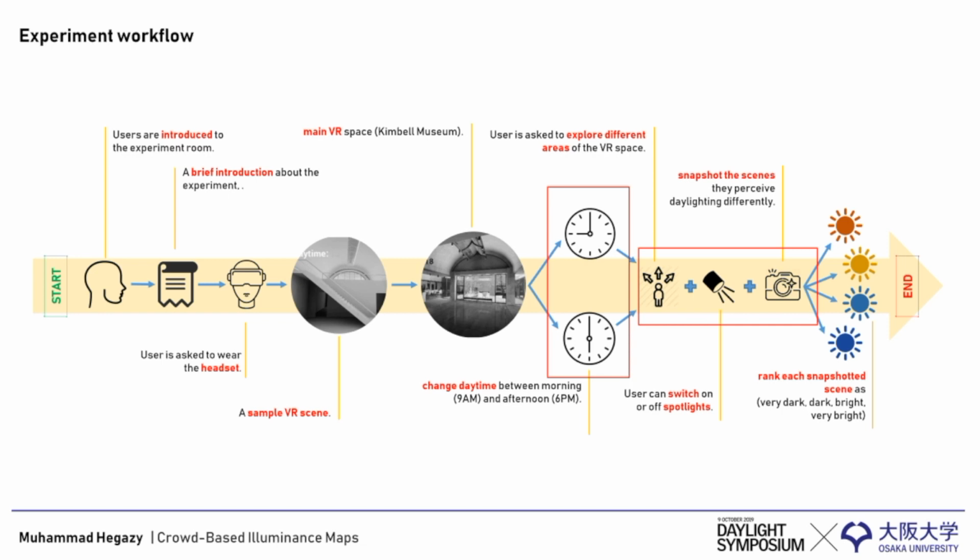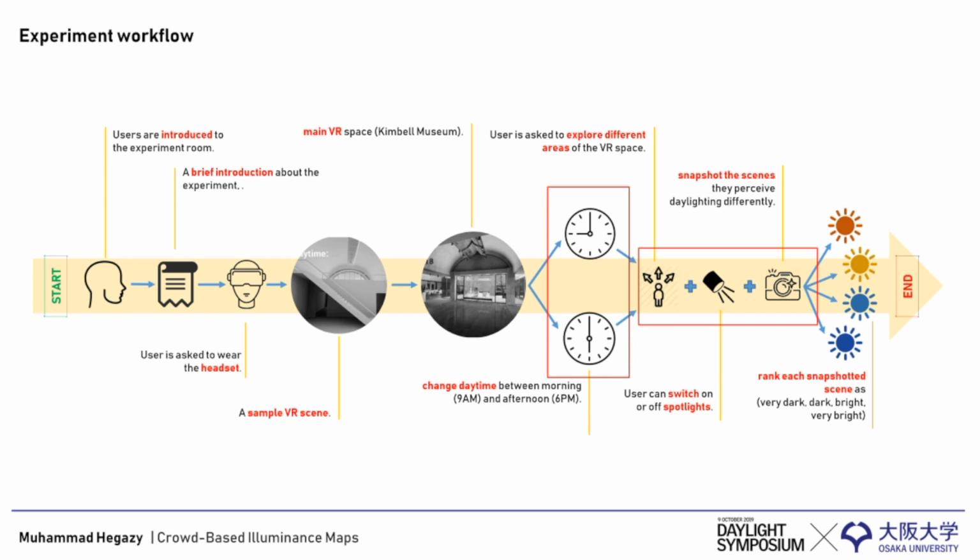And this is the experiment workflow or protocol for our experiment. The most important part here is the one in the red frames, where users could change the daytime inside the virtual reality as much as they want. But in our experiment, we limited it to only two times, 9 a.m. and 6 p.m. Users could move freely inside the environments. They could switch the artificial lighting on and off.